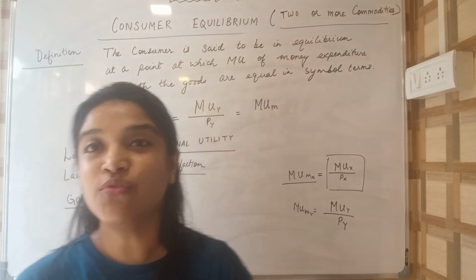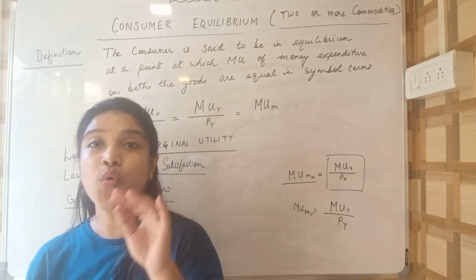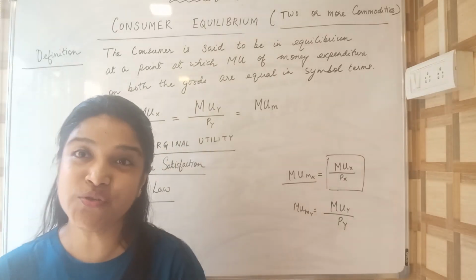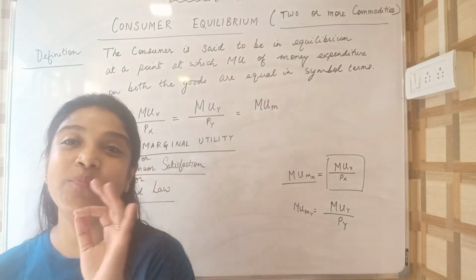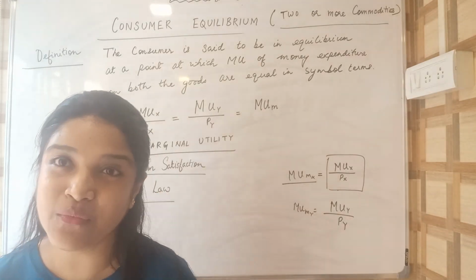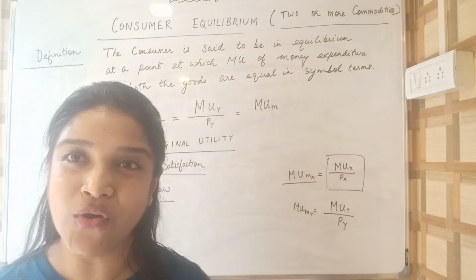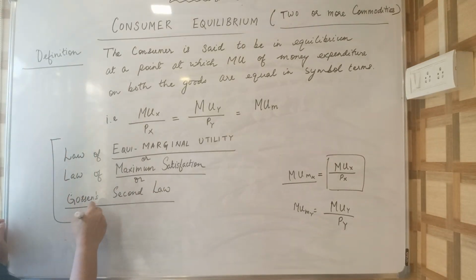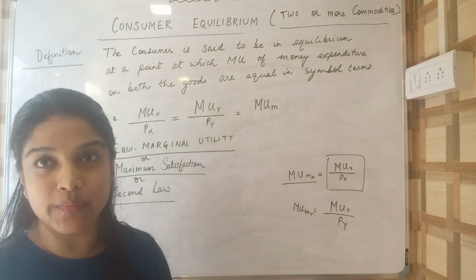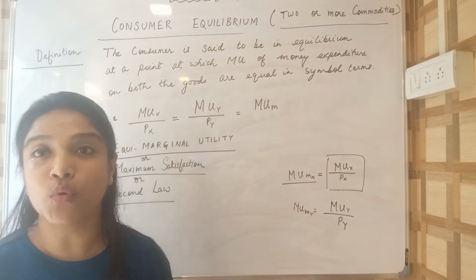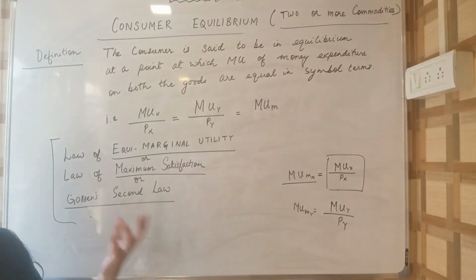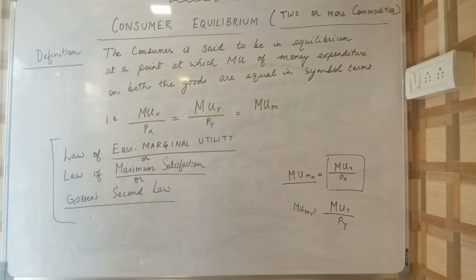Now students, I would ask you one question. What is Gossen's first law called? I had told you in my previous lectures. Can you please comment and tell me the answer? What is Gossen's first law called? So these are the different names of consumers equilibrium in case of two or more commodities: law of equimarginal utility, law of maximum satisfaction, and Gossen's second law.